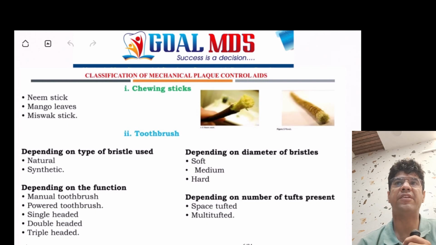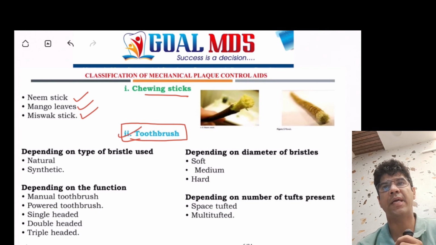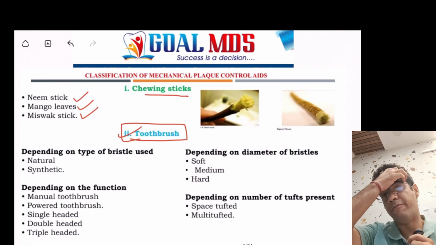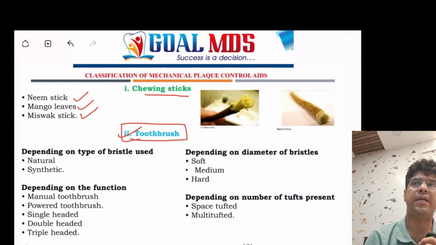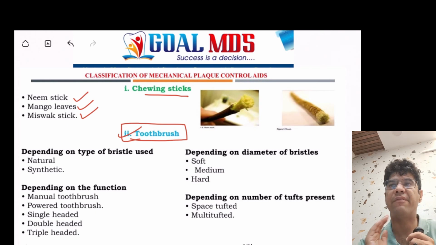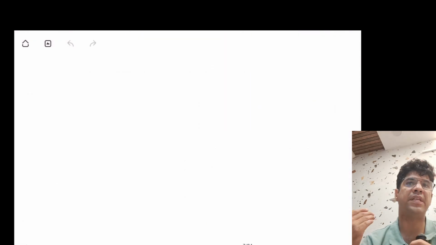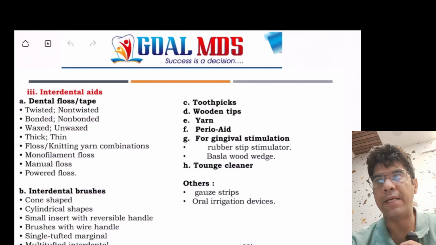Now what is the classification of mechanical plaque control aids? Number 1, you can use chewing sticks, which include neem sticks, mango leaves or miswak sticks. The second mechanical method, most commonly used, is the toothbrush. Depending upon the type of bristle, it can be natural or synthetic. Depending upon the diameter of bristle, it can be soft, medium or hard. Depending upon the number of tufts present, it can be spaced tuft or multi-tufted. Depending upon the function, they can be manual toothbrush, power toothbrush, single headed, double headed or triple headed.